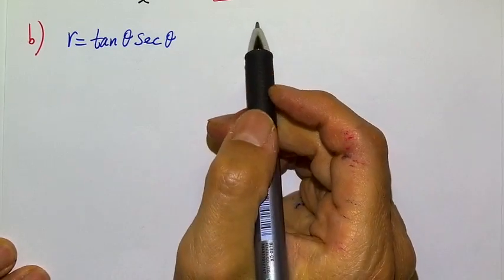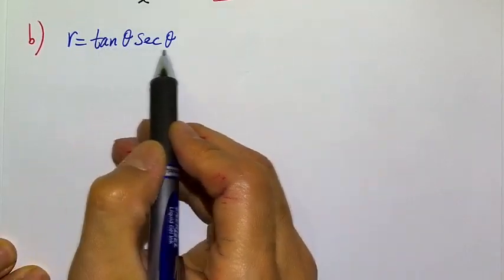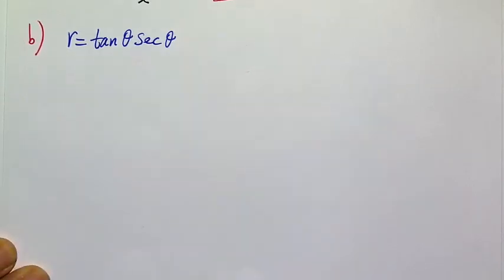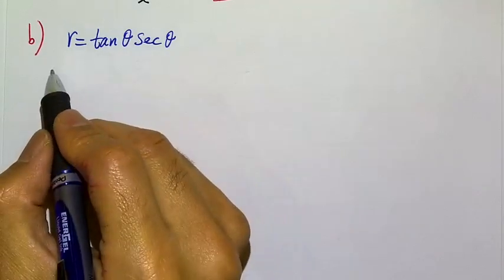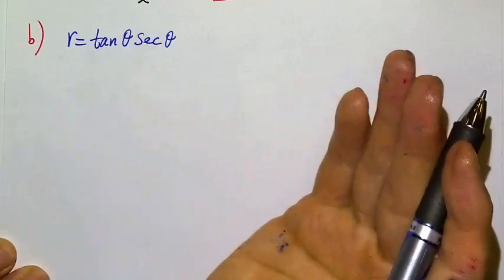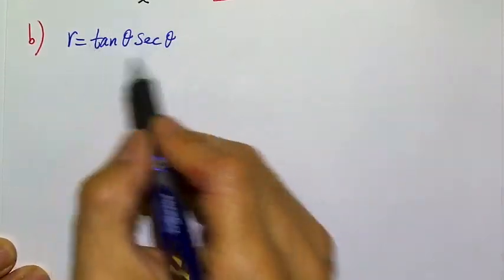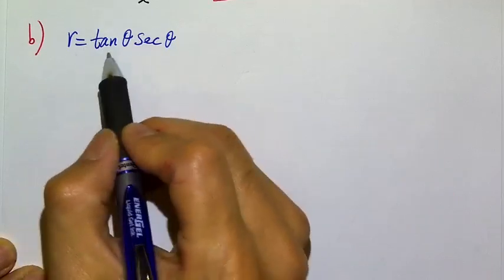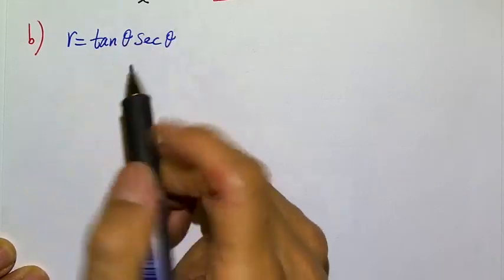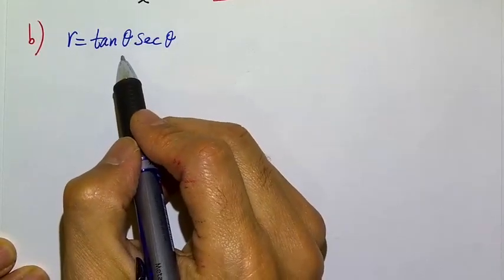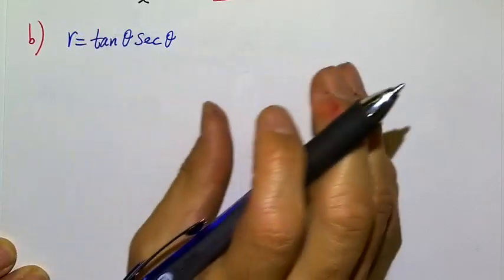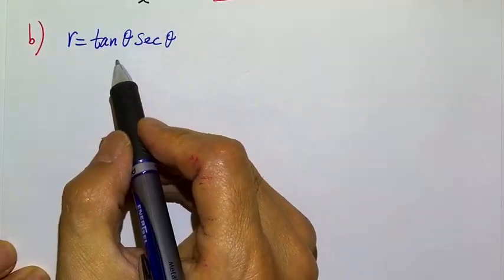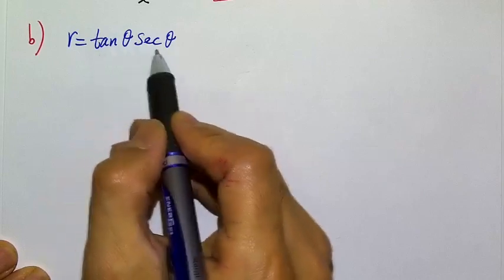All right, so the first thing I will do is whenever I see tangent theta, secant theta like this, I'd like to convert them to cosine and sine because those are easier to manipulate. And we have properties for sine and cosine that make simplifying this easier. Plus, since we're converting from polar to Cartesian, we have equations that connect x to cosine and y to sine. So there are many good reasons to convert these two to cosine and sine.